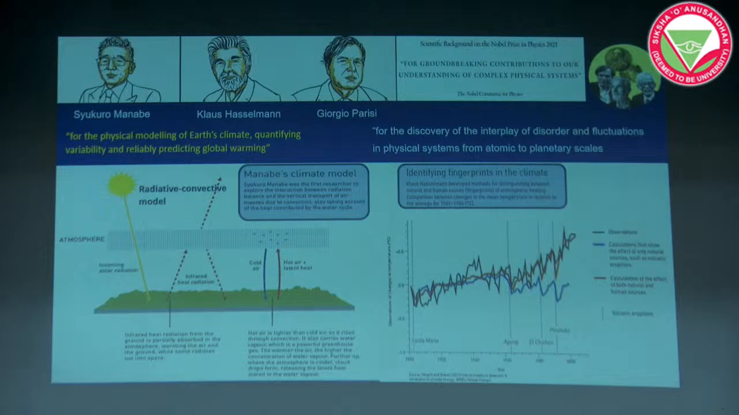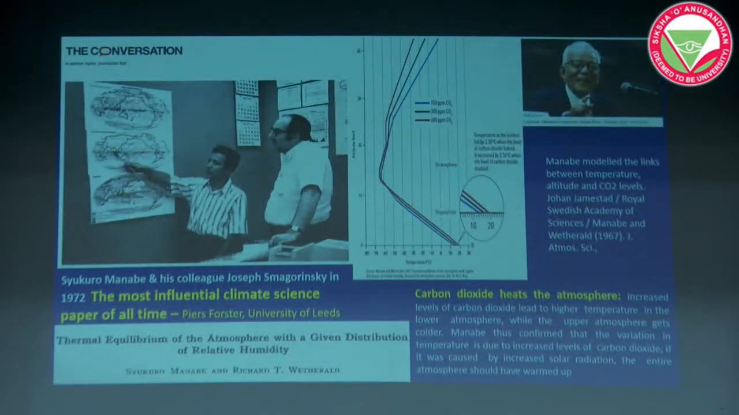Later on, Klaus Hasselmann tried to develop a fingerprint. How do you detect the signal due to global warming, due to human-induced climate change, versus the natural forcing? This is a very landmark contribution from meteorologists and the climate community. And this is the famous paper by Manabe and Wetherald that led to the Nobel Prize. I will not go into details.